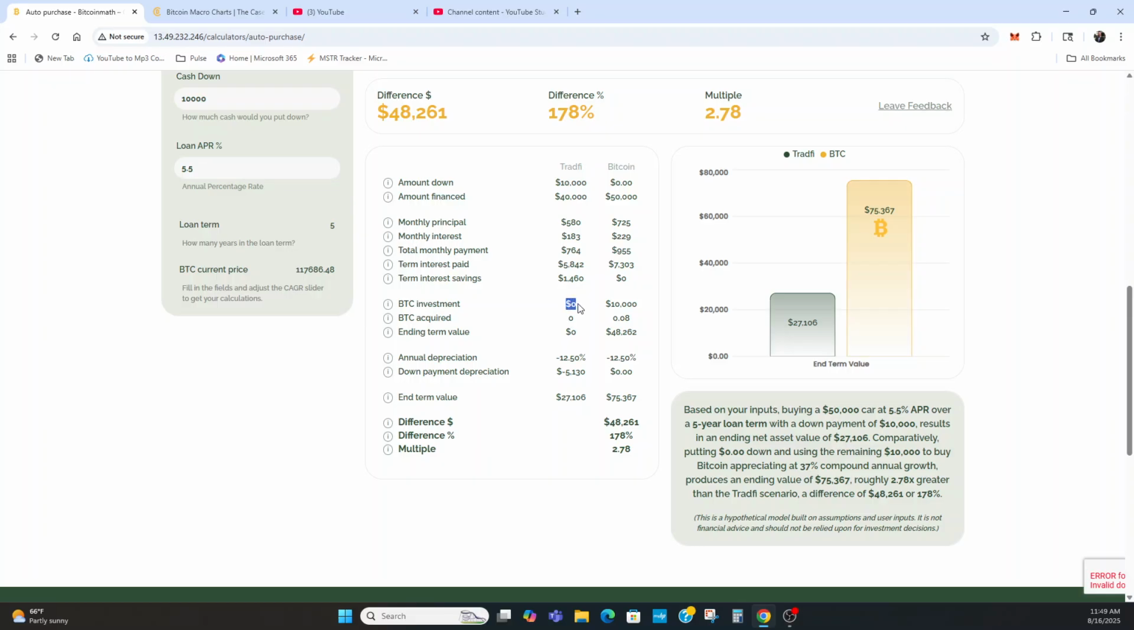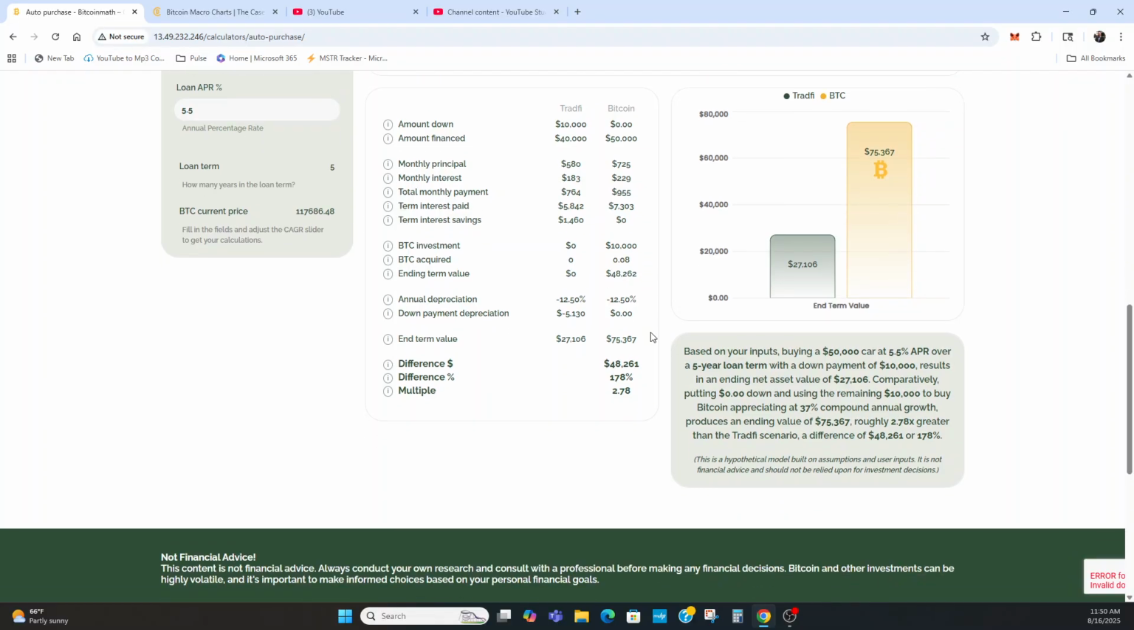But then come down to the Bitcoin investment scenario. In the TradFi scenario, you didn't have any money left. You took all your $10,000 of cash and you put it into the car. But in this scenario, you put all $10,000 into Bitcoin, which at a price of $117,686 got you 0.08 of a Bitcoin. At the end of this 5-year term, obviously you have $0 in Bitcoin value here because you didn't buy any. And in this scenario, you have almost $50,000 in Bitcoin value.